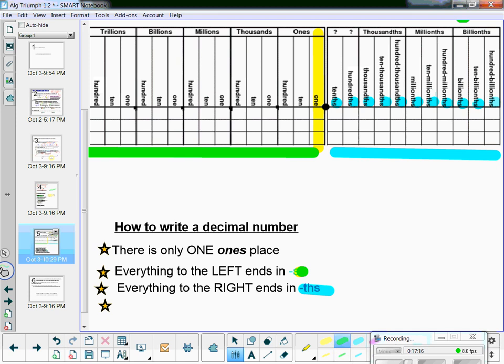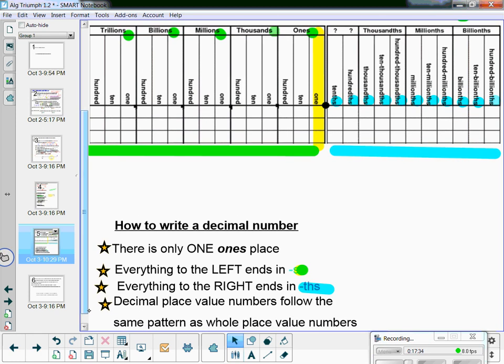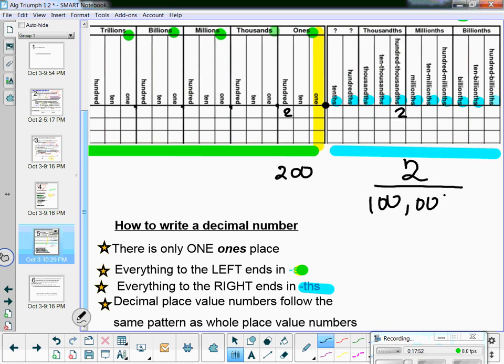These all end in S. The numbers at the top are our grouping numbers. We have our ones group, thousands, millions, billions, trillions. Decimal place value numbers follow the same pattern as whole place value numbers. If I have a 2 here, that is worth 200 thousandths. A 2 here is 200. This would be 2 out of 100,000.